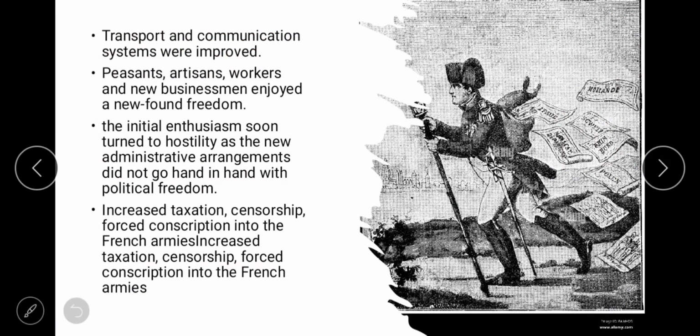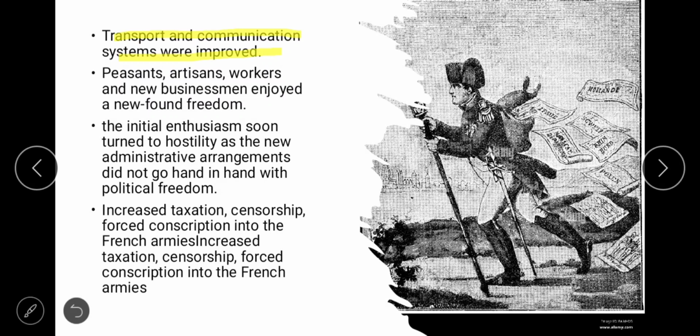And then the transport and communication systems were improved. One of the advantages of the Civil Code of 1804: the transport and communication systems were improved, and only then the businessmen and small scale producers began to realize that uniform laws, standardized weights and measures, as well as a common national currency, would actually facilitate the movement and exchange of goods and capital from one region to another.